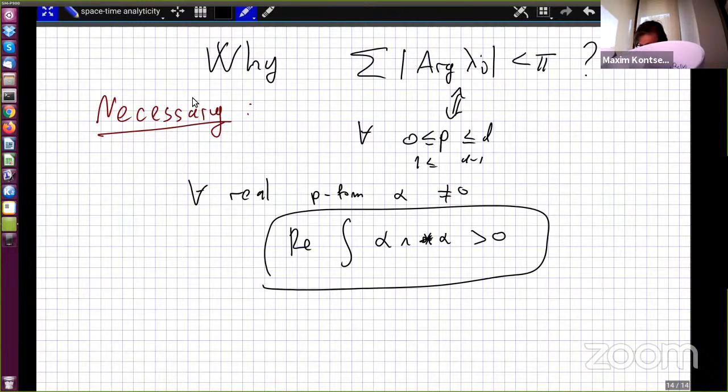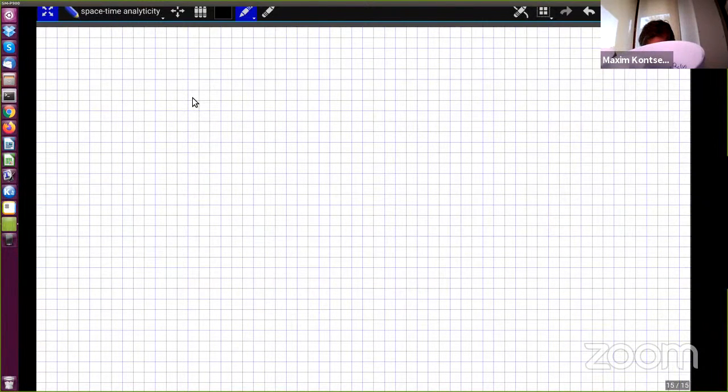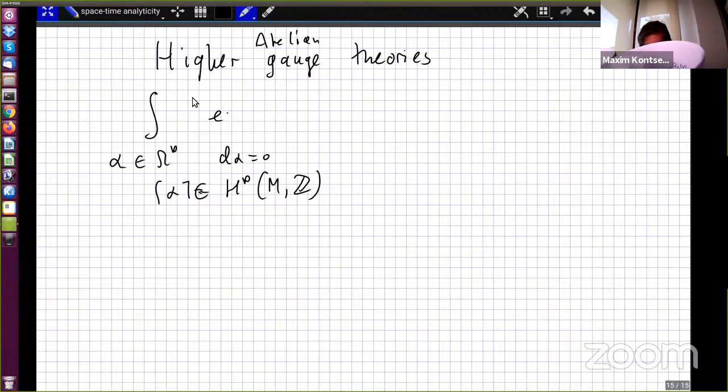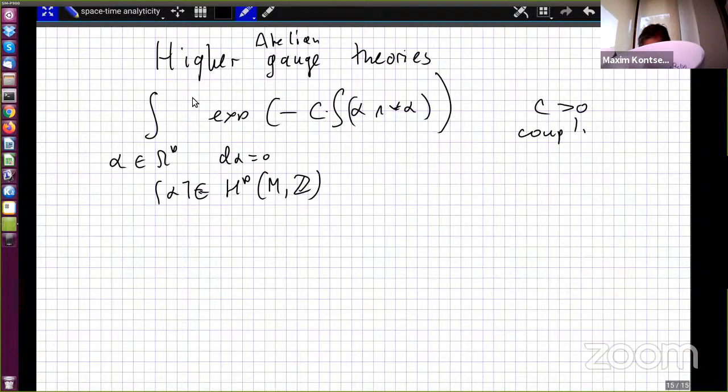Why is it necessary? The idea is this: we can study something called higher gauge theories, actually abelian gauge theories. It's a well-known problem. The space of fields roughly is the following: you integrate over p-forms which are closed and whose cohomology class belongs to H^p(M,Z). It's a very rough description. You integrate the exponent of minus the integral of this, maybe multiplied by some coupling constant. It's in the Euclidean setup. It's a completely perfect theory, and it should extend to this whole world.